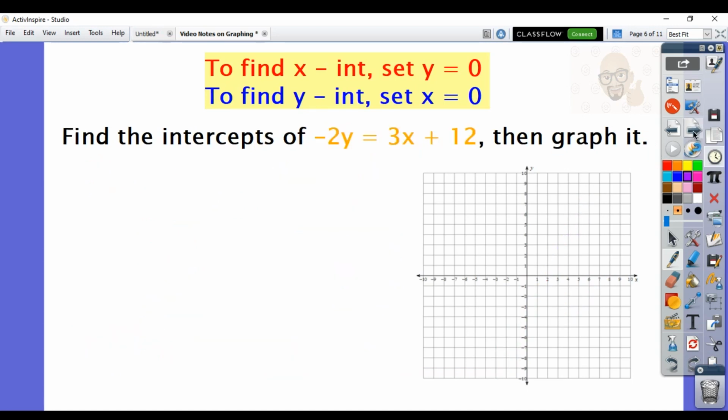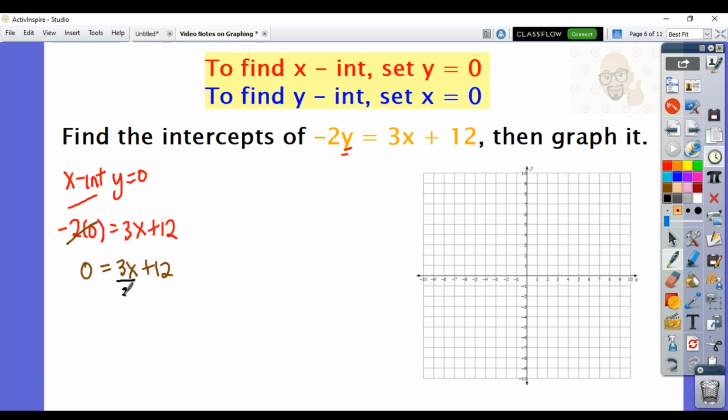Next problem. Find the intercepts of negative 2y equals 3x plus 12, then graph it. Again, to find the x-intercept, y must be equal to 0. So if we plug in 0 here, it becomes negative 2 times 0 is equal to 3x plus 12. Negative 2 times 0 will just be canceled. And then you write here 0 equals 3x plus 12.